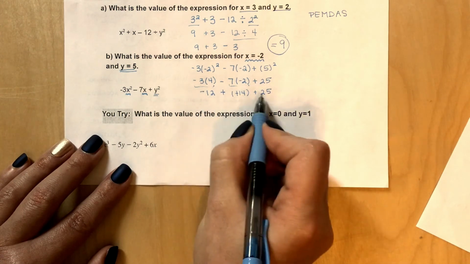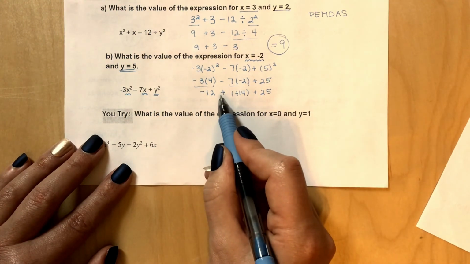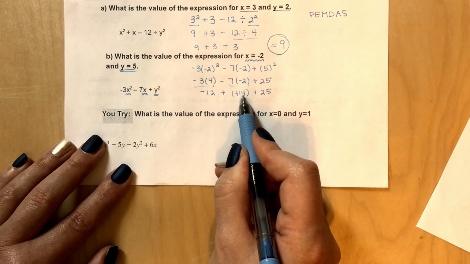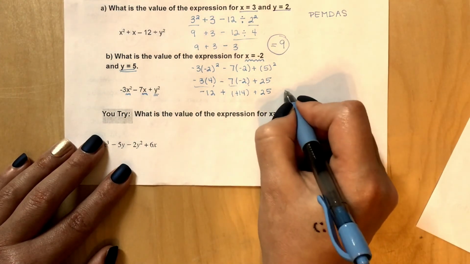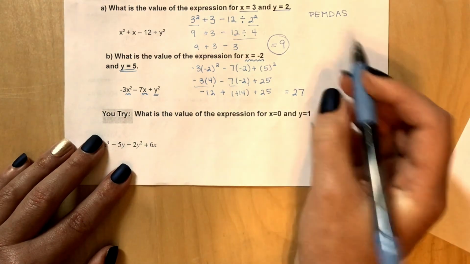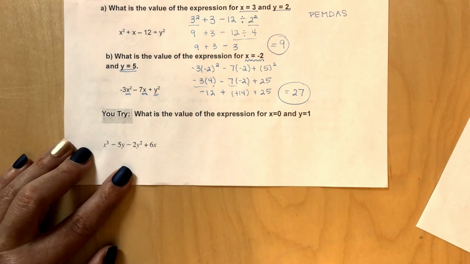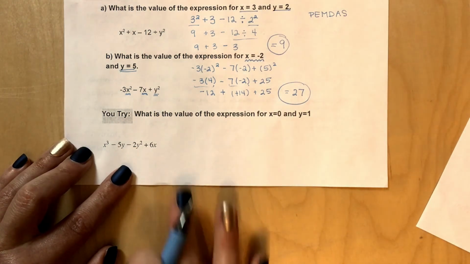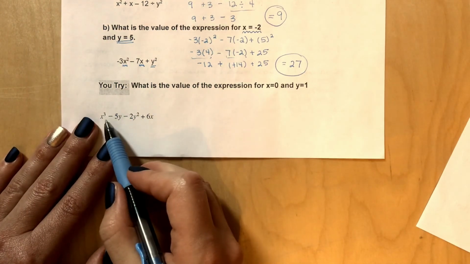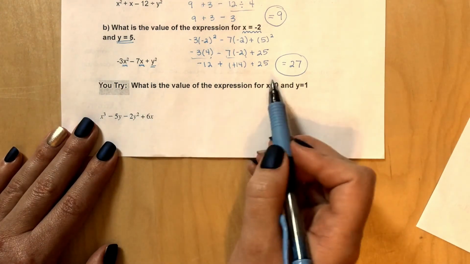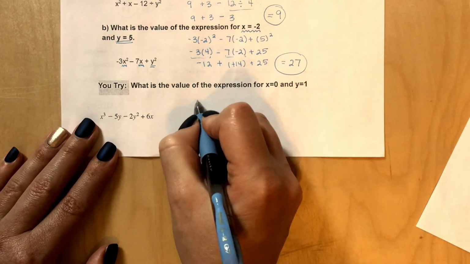And now I just have addition and subtraction straight across. So negative 12 plus 14 is positive 2. Positive 2 plus 25 is equal to 27. And we're done with that one. All right, our very last problem we're going to work through today is this one. And notice we have a cubed in here, we have a squared, we have x equals 0 and y equals 1. So let's rewrite it out.